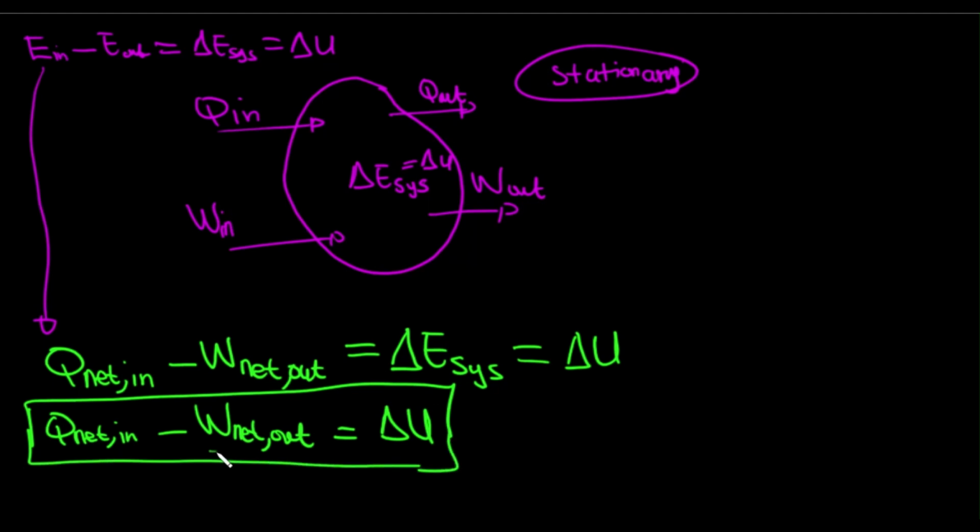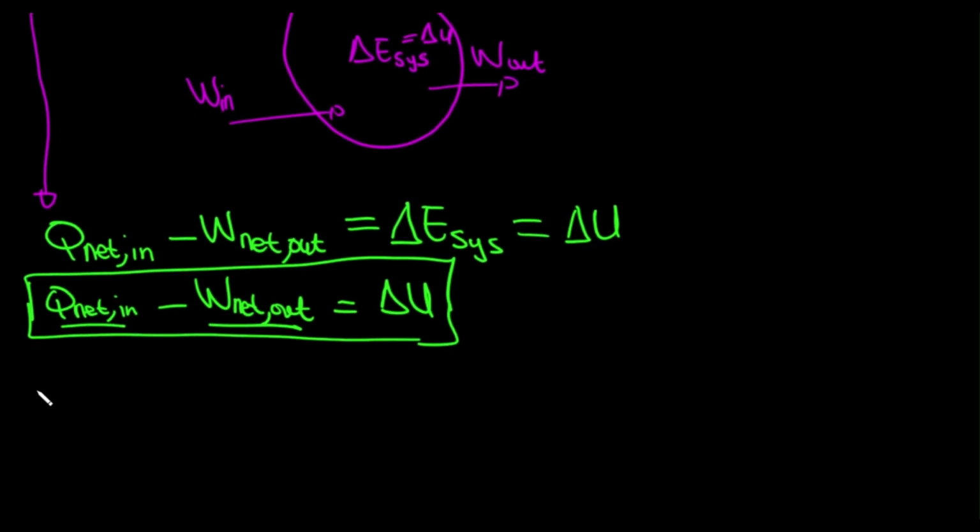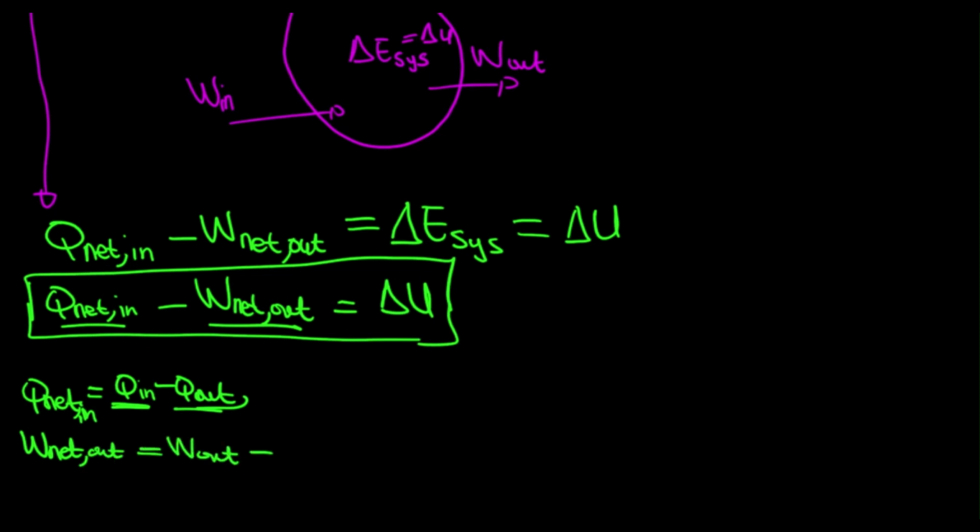We have looked at the term work net. We have looked at the term Q net. We know what they represent. We know that Q net is just the difference in the heat that is being supplied to the system and heat leaving the system. Right? This is Q net in, saying that this is greater than that. For work net out, this was defined as work out being greater than work being done to the system. So the system is doing work, and this is beautiful because that's what we're interested in.